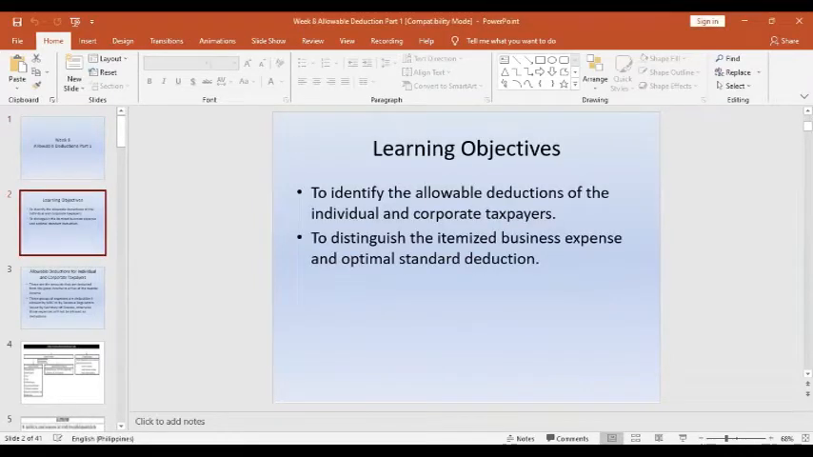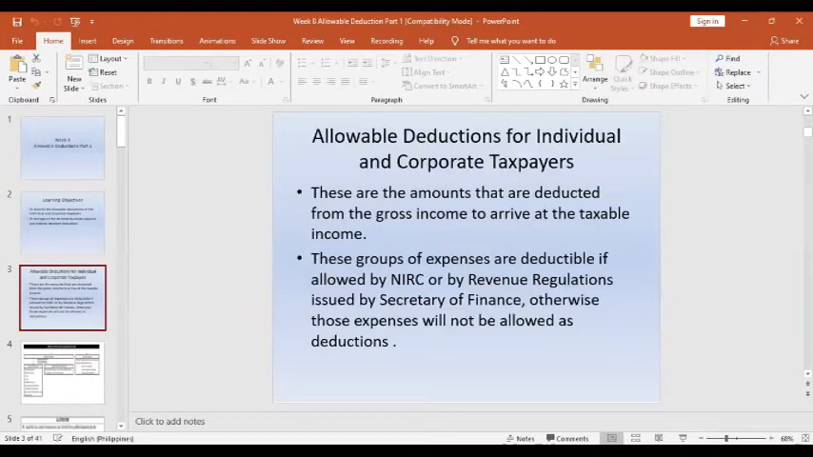Our learning objectives here are to identify the allowable deductions of the individual and the corporate taxpayers, and to distinguish the itemized business expense and optional standard deductions. Of course, what are those allowable deductions for the individual and corporate taxpayers? The allowable deductions are the items of deductions that can be deducted to our gross taxable income.